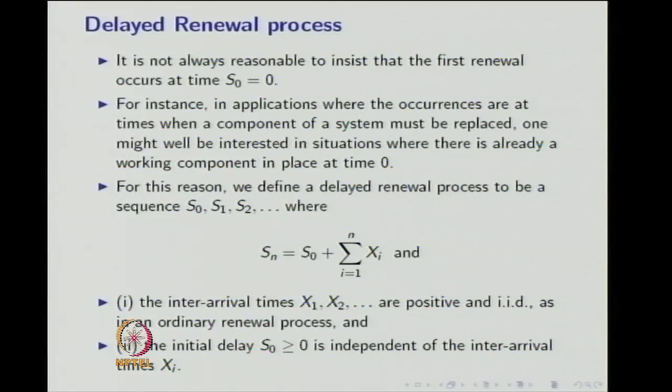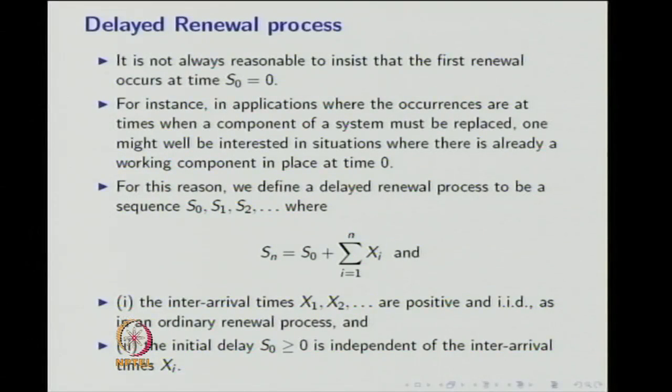Now we are moving into the next renewal process, that is the delayed renewal process. It is not always reasonable to insist that the first renewal occurs at time S0 equal to 0, at the origin itself. For instance, in applications where the occurrences are times when a component of a system must be replaced, one might well be interested in situations where there is already a working component in place at time 0.